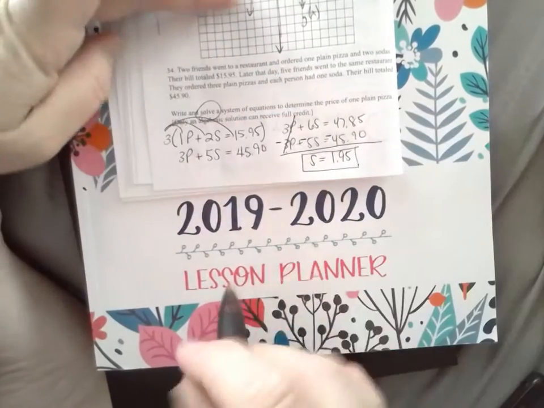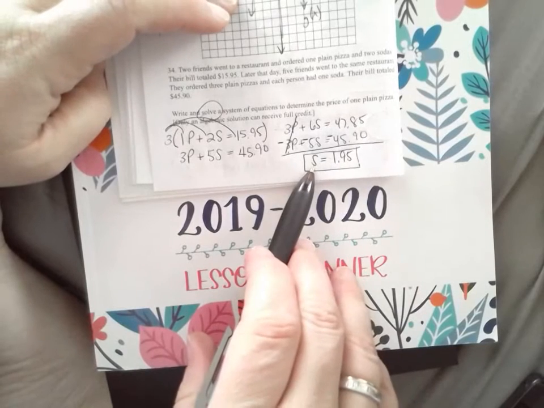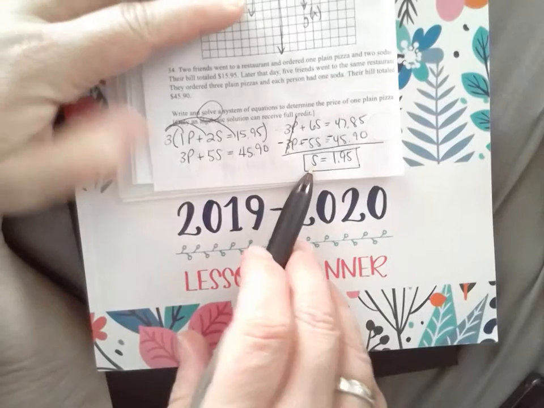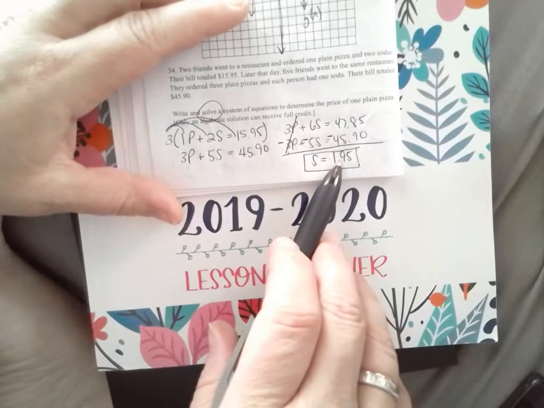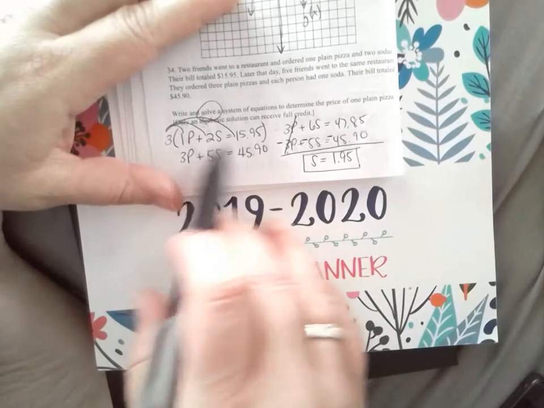So here's what I know. It says to determine the price of 1 plain pizza. I didn't find pizza, I found soda, right? This is why the variable s is important, because it tells me what I solved for. It's $1.95 for a soda. To figure out pizza, you have to plug it into one of these equations and figure it out.